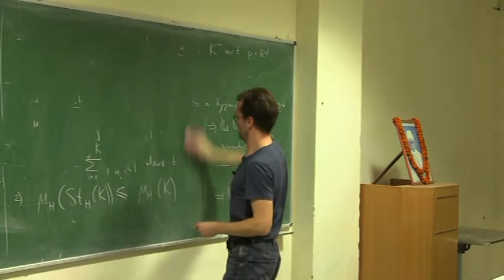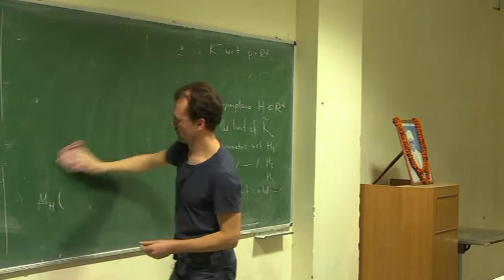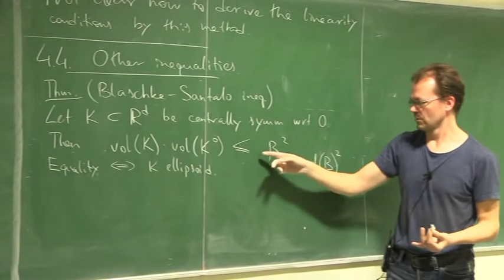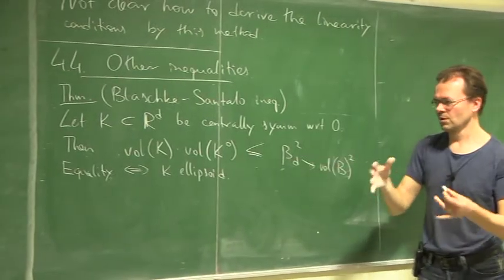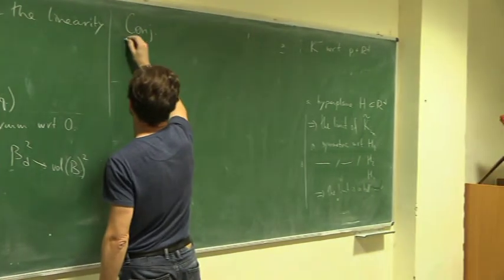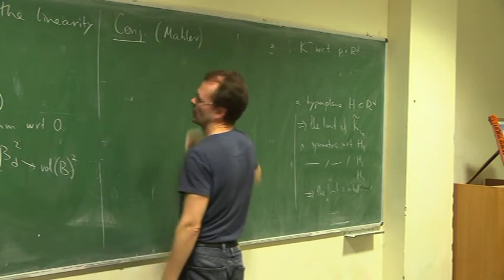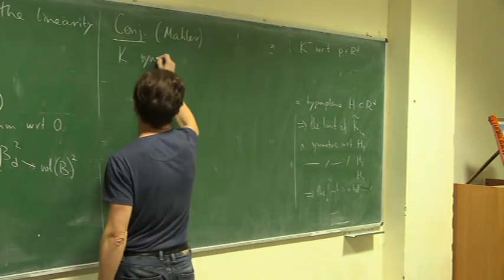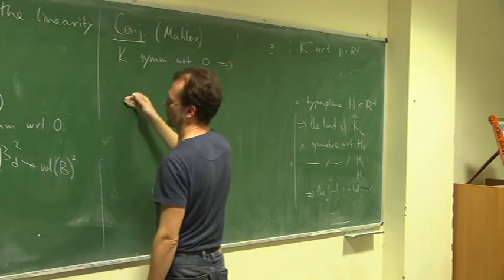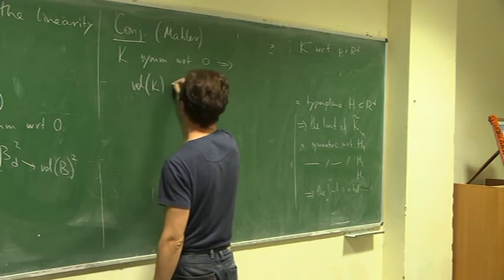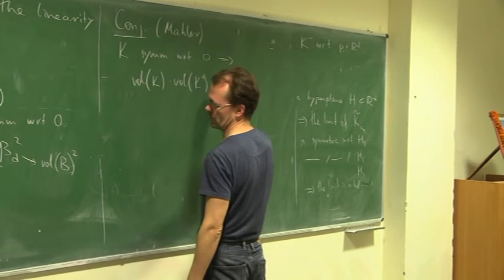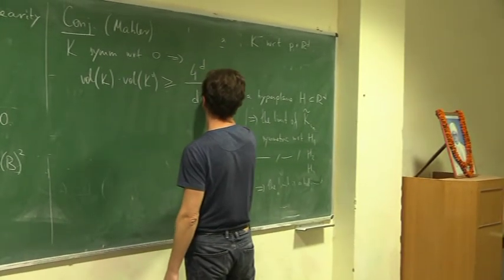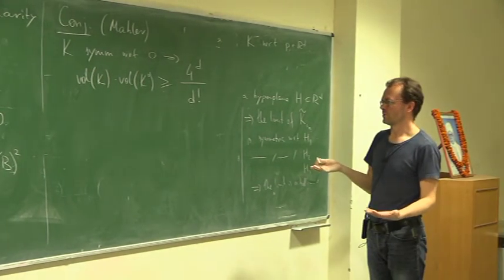But there is another inequality, where one asks, let us take this product, volume of K and volume of its dual. When does it minimize? So it maximizes for the balls. When does it minimize? There is no theorem, there is only a conjecture by Mahler. Under the same assumptions, for K centrally symmetric with respect to 0, the product of the volume of K times the volume of the dual is bigger or equal than some other constant, 4 to the power d divided by d factorial. And this is not proved.